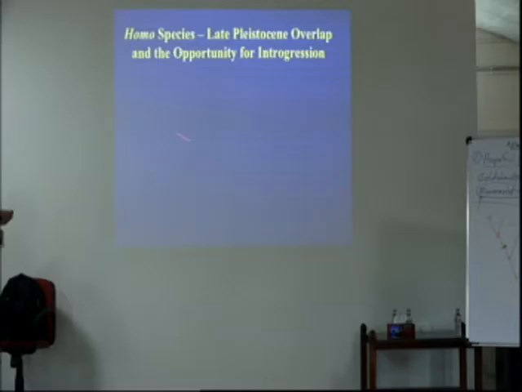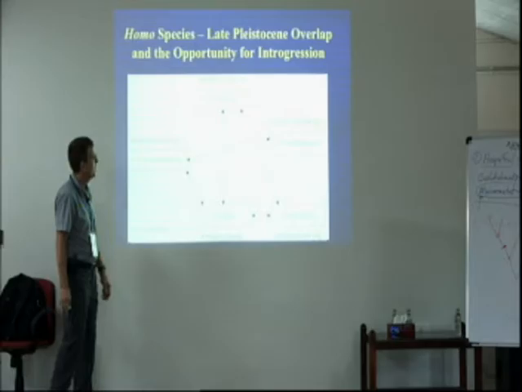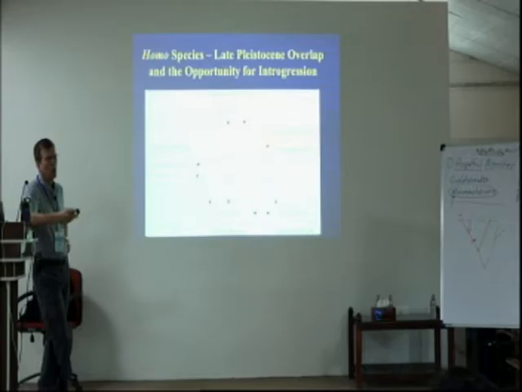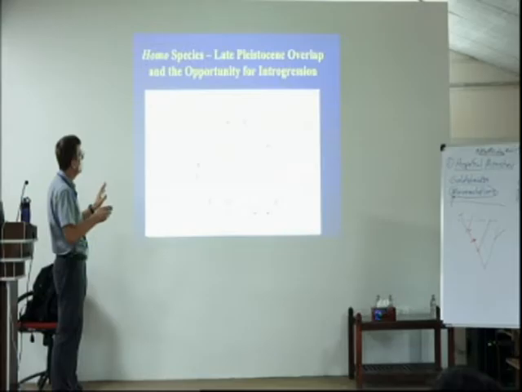Homo species, late Pleistocene, overlap in the opportunity for integration. This is a panel out of that book that I told you nobody knows exists. Okay, it's a figure I put together. I gathered some information about various species from our genus. And I asked the question, what did paleobiologists say about when they occurred, what was their time horizon, and where did they occur? And I asked, did they overlap with other forms in time and space?